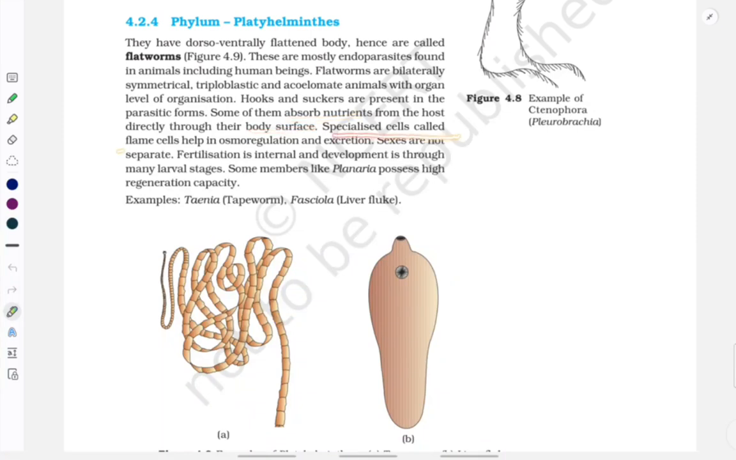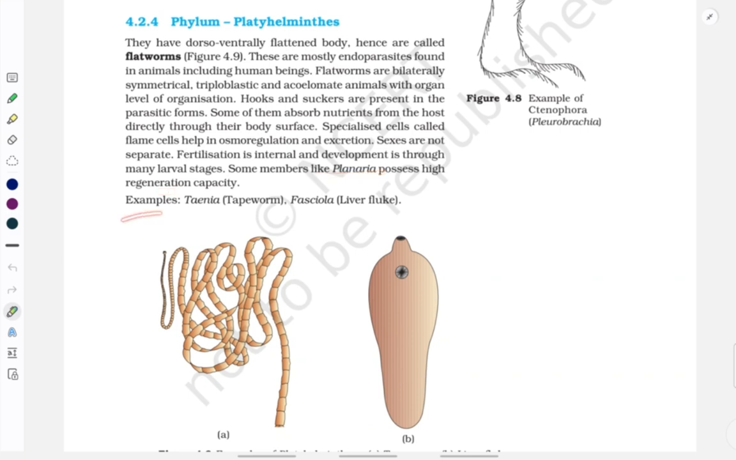Specialized cells called flame cells help in osmoregulation and excretion. So the flame cell is another characteristic feature. Sexes are not separate. Fertilization is internal and development is through many larval stages. Some members, like planaria, possess high regeneration capacity. If you cut a part of planaria, it will grow and become a new organism. Therefore regeneration capacity is seen in planaria.